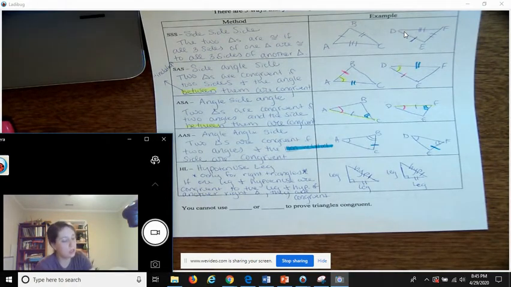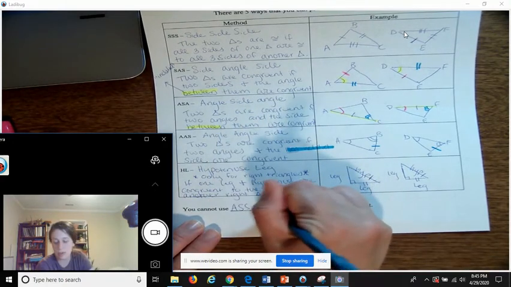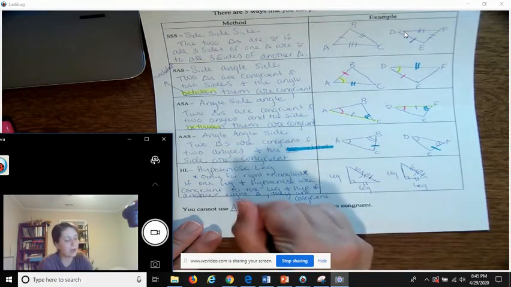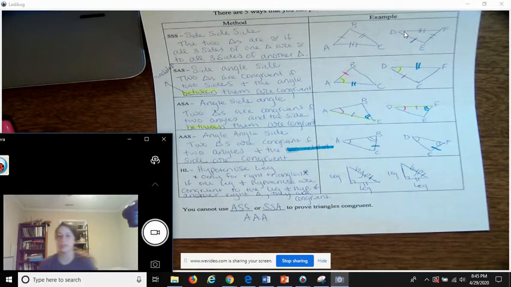You cannot use angle side side or side side angle to prove triangles are congruent. Also angle, angle, angle cannot prove that triangles are congruent. Angle, angle, angle can prove that they're similar, but not that they're congruent. Okay, they could be off by a scale factor of something, but have all the same angle measurements.